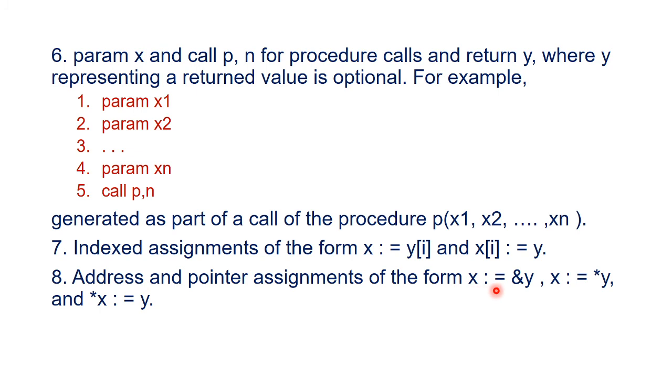Here in the right hand side we have only the one operator which is the address operator. And then suppose if we want to store the value of pointer variable y, then we can give x equal to star y. Then if we want to assign a value y to a pointer variable, then we can give it as star x is equal to y. So in these 8 ways, any programming statement can be represented in three address code. Thank you.